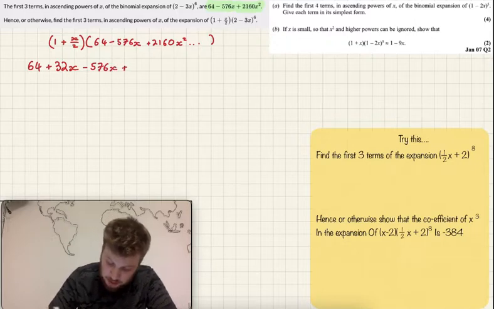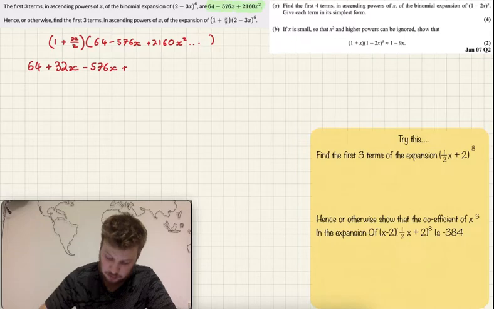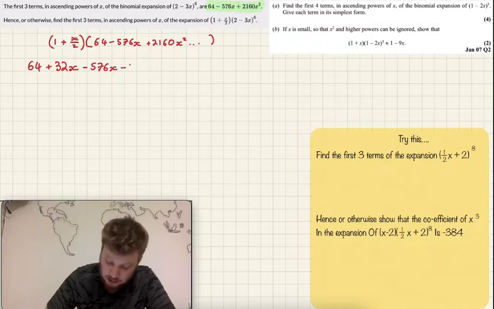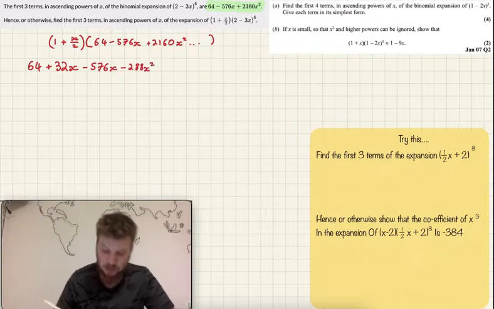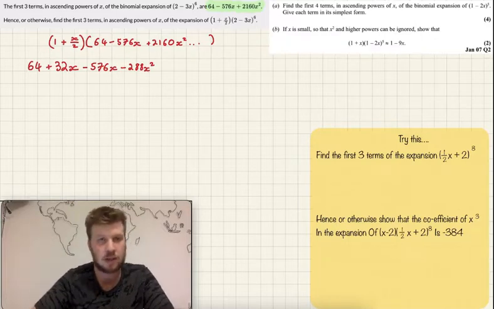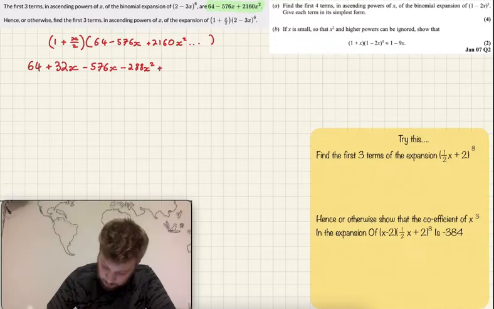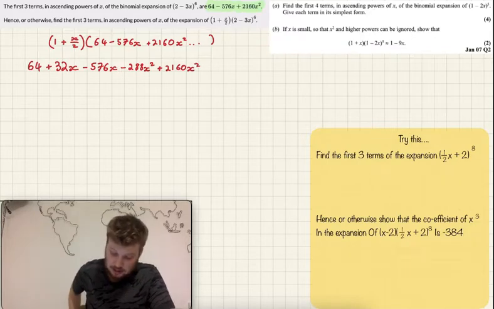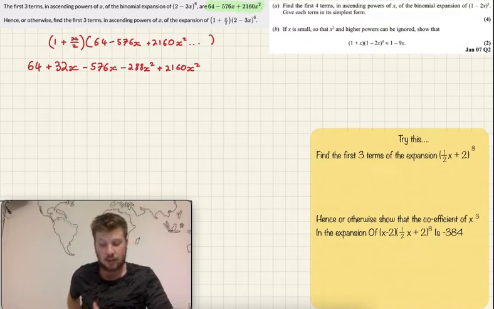plus, and what's that going to be? Well, sorry, not plus. It's going to be subtract again, but this time it's going to be something x squared. Well, half of 576 is 288x squared. And finally, the next thing, 1 multiplied by that already quadratic term. And I'm going to put plus 2160x squared.